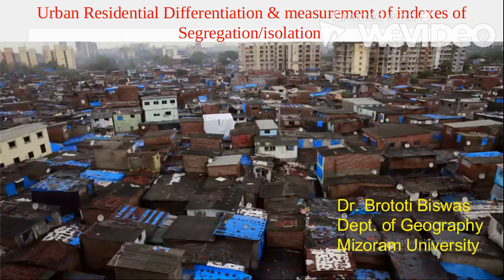And you can see the nature of differentiation. You can see the nature of segregation. In the background, you can see various skyscrapers, while in the front, you can see various jhuggis or jhopris or slum areas. Of them, some you can see as double-story, some as simple slums. So today we will see what urban residential differentiation and segregation are, why they occur, how they are measured, etc.